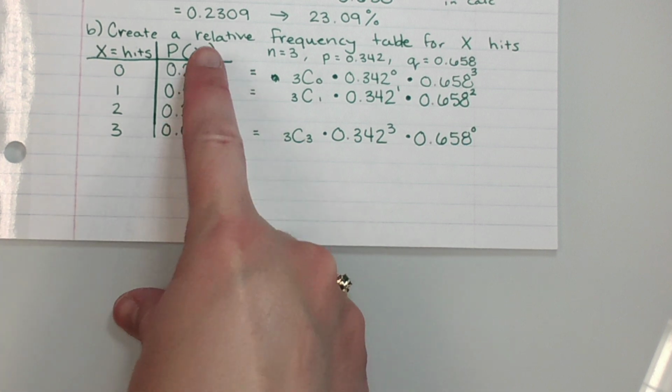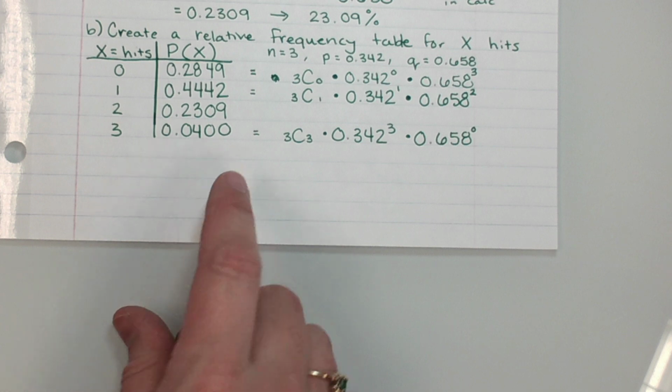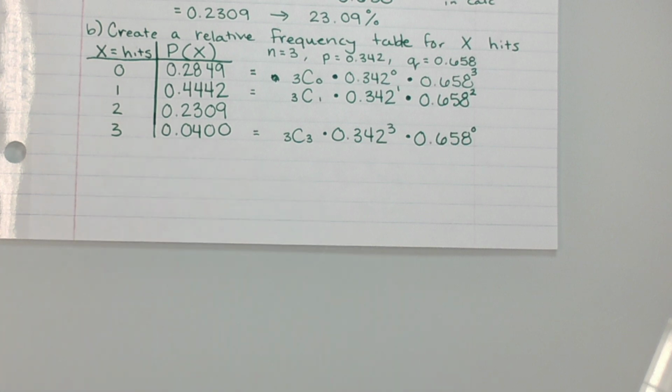What should all of these add up to? 1. Even if you're rounding, if you round all of them the exact same way, they should still always add up to 1.